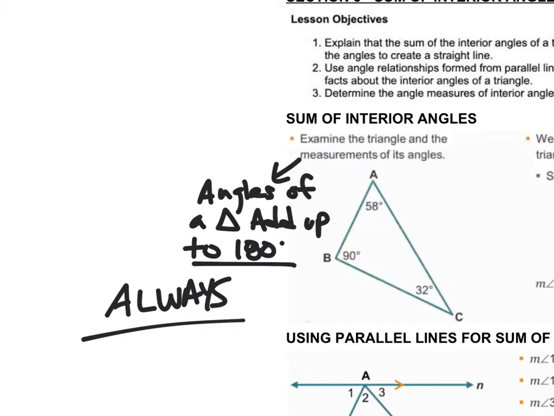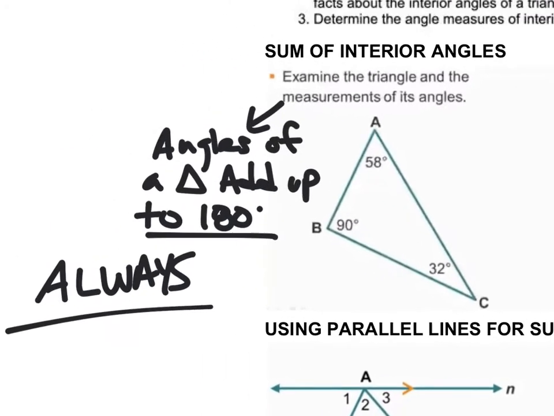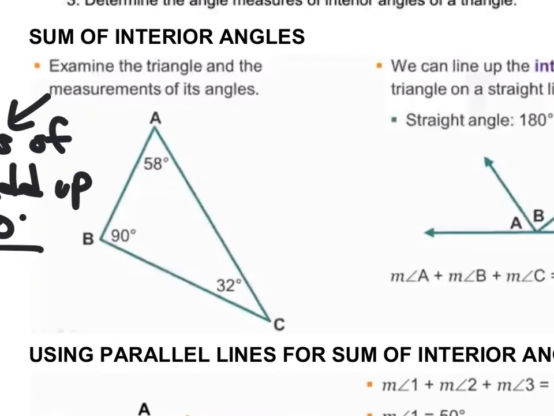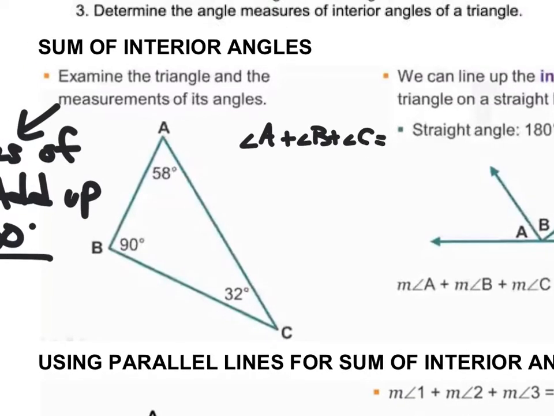It needs to be something that you need to be able to set up and do, okay? And you can always check any triangle that you're given. If you took angle A plus angle B plus angle C, you would get 180 degrees. So if angle A is 58, plus angle B, which is 90, plus angle C, which is 32, you should get 180 degrees.